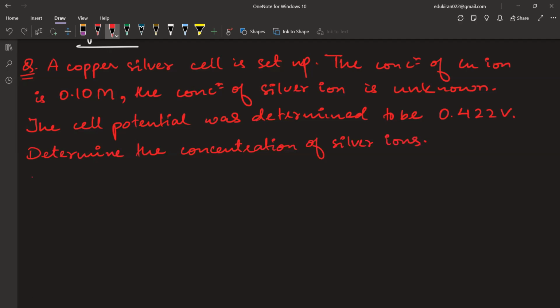Okay, given is E naught of Ag plus to Ag will be equal to 0.80. E naught of Cu2 plus to Cu will be equal to how much? 0.34 volts.